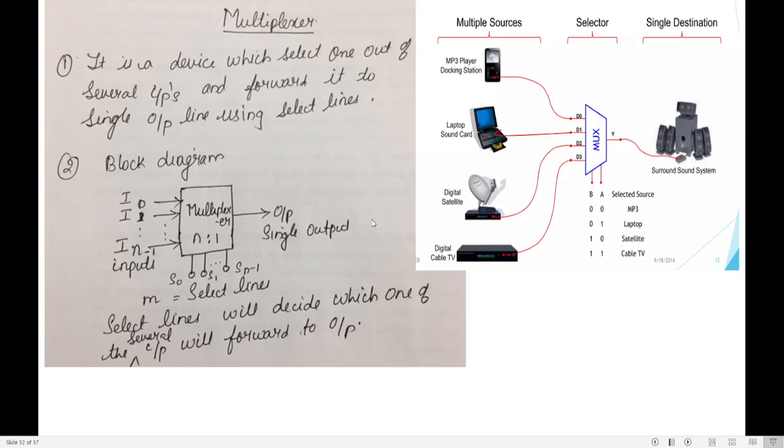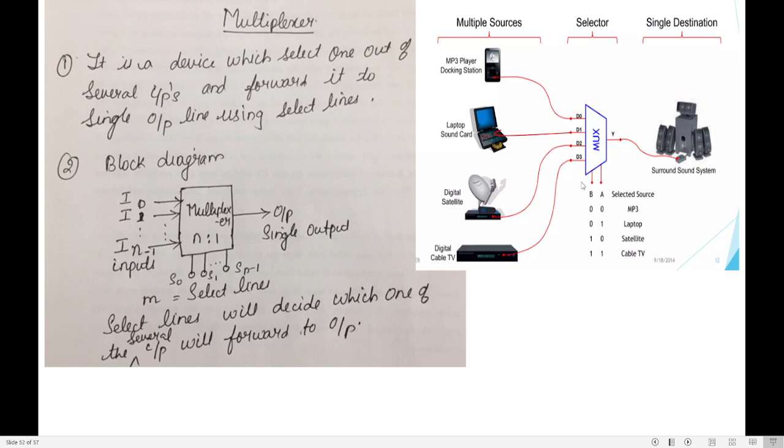Good morning, students. Let us look into the topic called multiplexer. Multiplexer is a device which has multiple inputs and a single output. That is the reason a multiplexer is called a many-to-one device, that is, many inputs and one output. It is also called MUX. The short name for multiplexer is MUX.